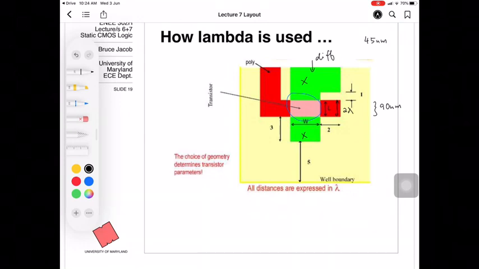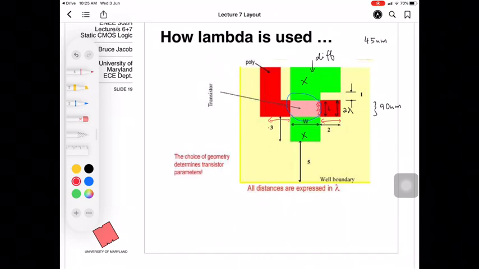Then they also specify the design rules. For example, this polysilicon must be longer than the diffusion. You cannot draw the polysilicon only until here; you have to make it longer. This is called the overhang, and it must be 2 lambda. So 2 times 45 is 90 nanometers longer than the overlap, on this side and on the left. This is the minimum size. Of course, it can be longer.